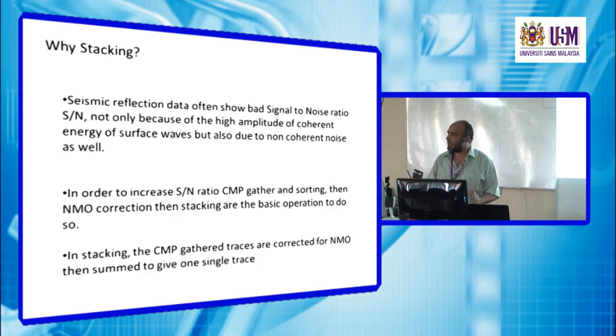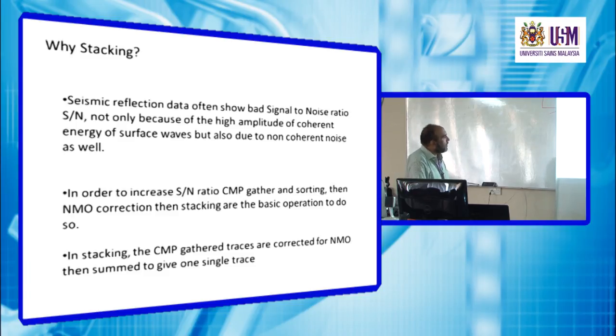As I told you before, seismic reflection comes in the middle of the seismic trace. There are later arrivals of direct waves, later arrivals of refracted waves. There are surface waves represented by ground roll, and also we have noise. So seismic reflection data often show bad signal to noise ratio, not only because of the high amplitude of coherent energy of surface waves, because it's coherent. If you look at the seismic traces, you will find it's moving in a trend. You can determine the trend of surface waves on the seismic traces you have, but also due to non-coherent noise as well.